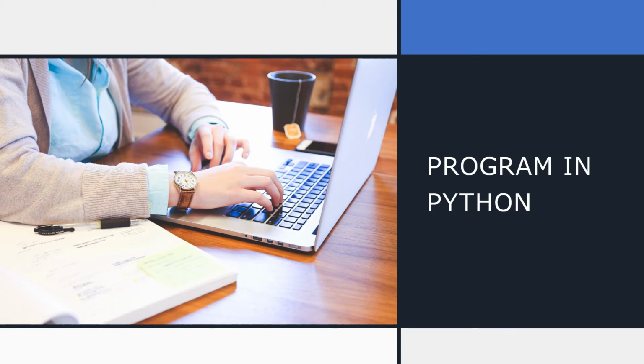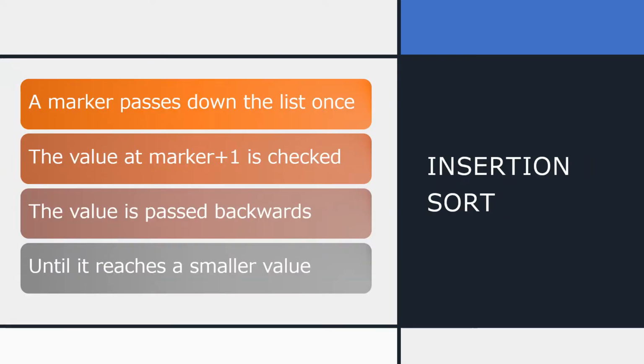First of all, we'll write the insertion sort in Python. Here's a reminder of how the insertion sort works. A marker passes down the list just once. Unlike the bubble sort, the marker passes once from 0 to the end of the list. The value at the marker plus 1 is compared to the marker, and then it is passed backwards, not just once, but as many times as it takes until it reaches a value that is smaller than itself. And at that point, the backwards loop stops.